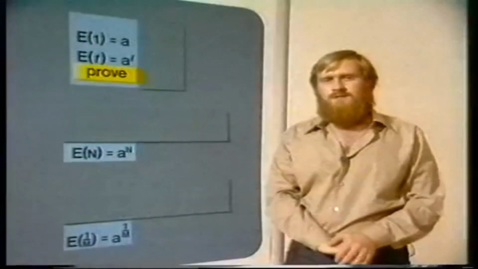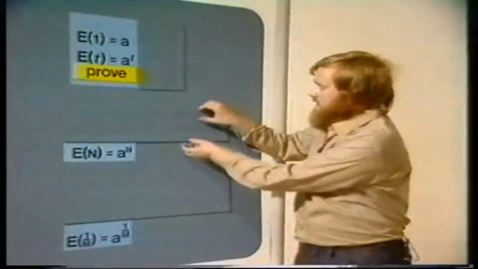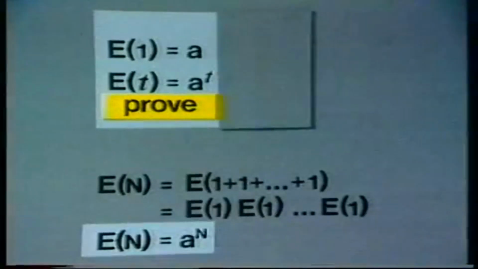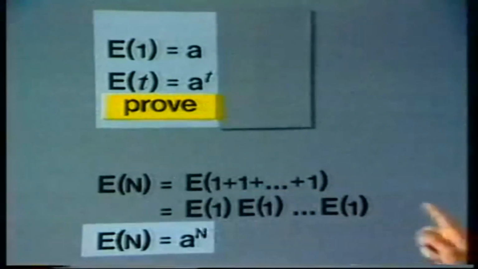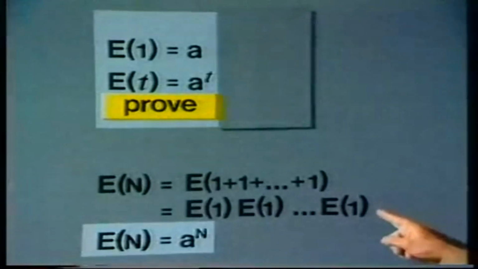It's the standard proof you've met in the past, so I'll just briefly go through the steps. For t, a positive integer, capital N, we express n as the sum of n ones. Then the law of indices tells us that this is e of 1 times itself n times, a times itself n times, so that's a to the n.